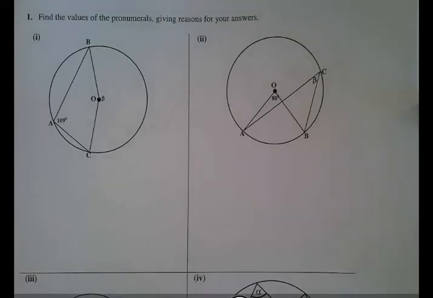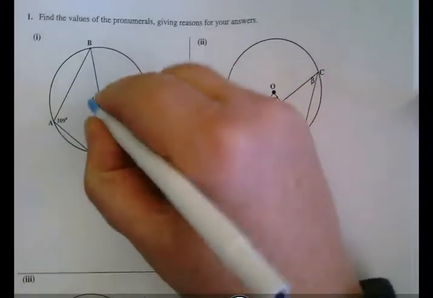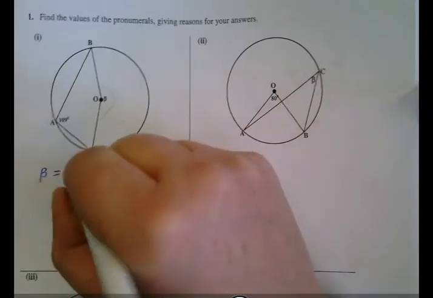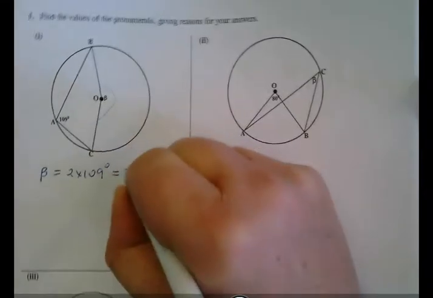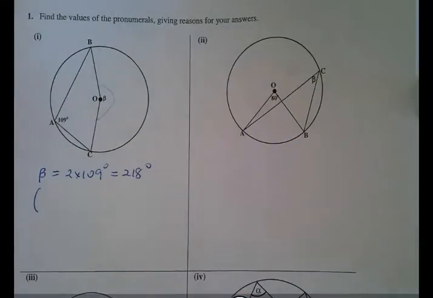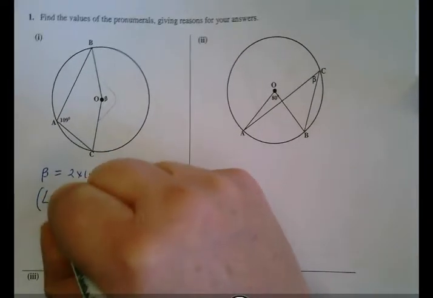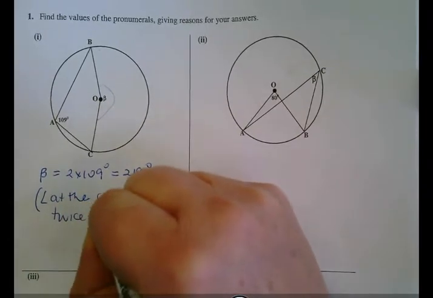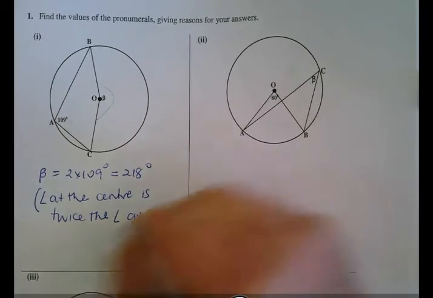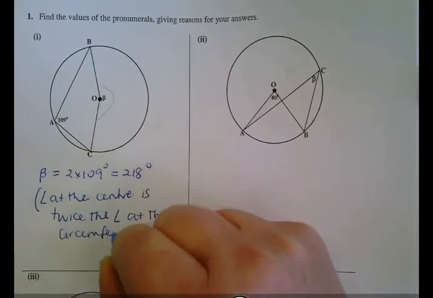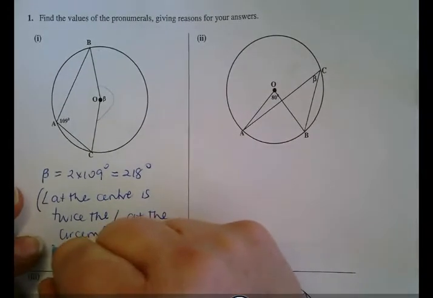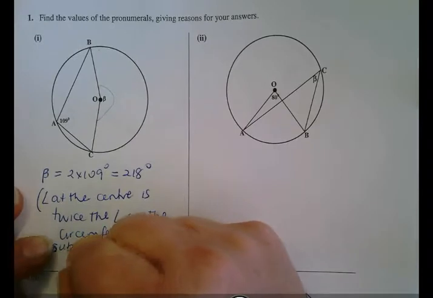Page 5 in the booklet, find the values of the pronumerals, giving your reasons. So what would the first one be? What's beta equal to? Yeah, it's 2 times 109 degrees, which is 218 degrees. Reason. So we're just practicing recognizing the different reasons. Angle at the centre is twice the angle at the circumference, subtended by the same arc.